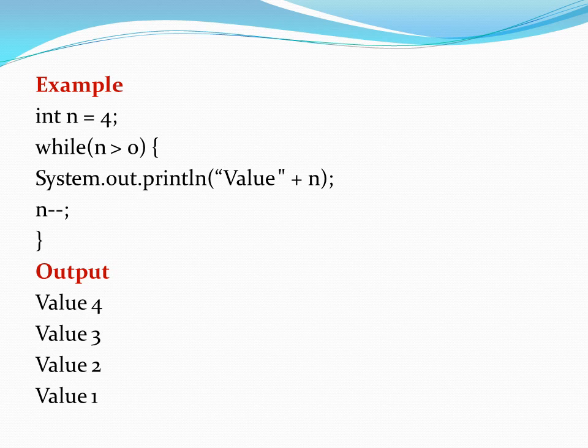Example, int n equal to 4. So it checks the condition while n greater than 0. Here n value is 4, so 4 greater than 0, the condition is true. So it will go inside the loop and displays the value of n. And next one n minus minus, that is it decreases the n value. If it decreases the n value, n becomes 3, and again it checks the condition n greater than 0. So the condition is true. So it will go on until the condition becomes false.